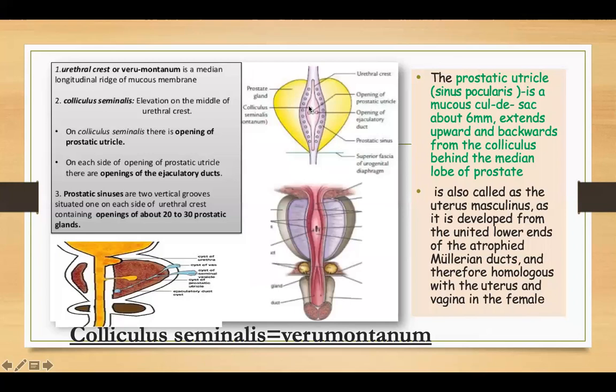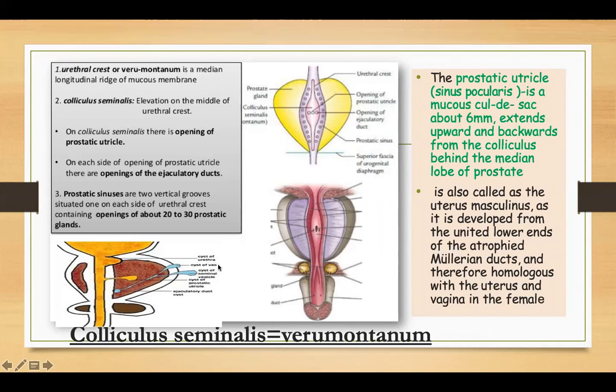Prostatic urethra में क्या-क्या चीजें consider की जाती है? Urethral crest. What is urethral crest? Urethral crest is a median longitudinal ridge of mucous membrane. तो इसके जो prostatic urethra है तो इसके posterior wall में mucous membrane से एक longitudinal ridge का formation हुआ known as urethral crest. So this is the urethral crest. In this picture, this is the urethral crest.